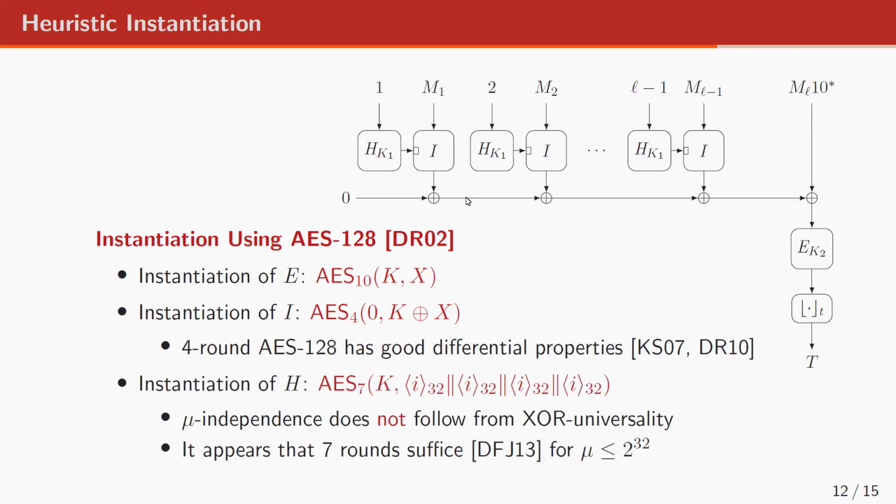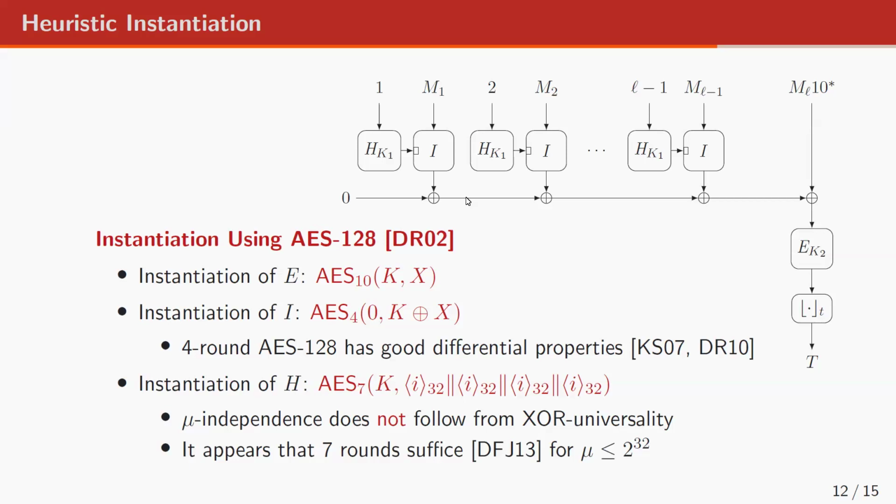Instantiation of H is a bit more subtle because we need mu independence. And for this, XOR universality does not work. XOR universality does not imply mu independence. Mu independence is a stronger property. But still, based on the best cryptanalysis results, it appears that 7 rounds would definitely suffice.